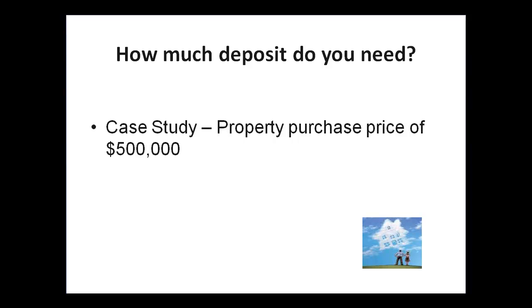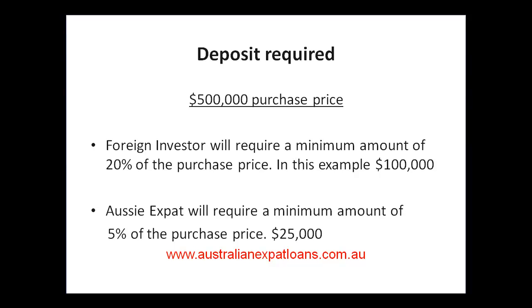I'm going to use an example of a property purchase price of $500,000. As a foreign investor, you'll need a minimum deposit of 20% of the purchase price. So in this example, you will need $100,000 just for the deposit. The other 80% you can finance.